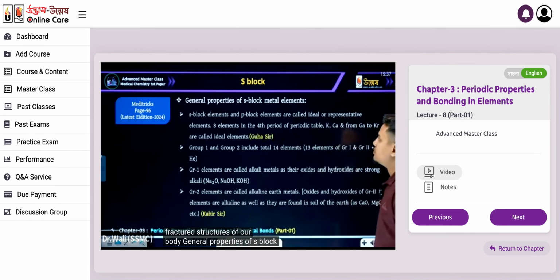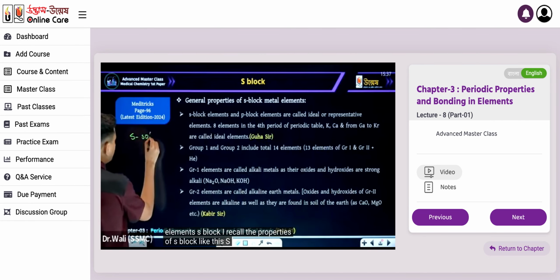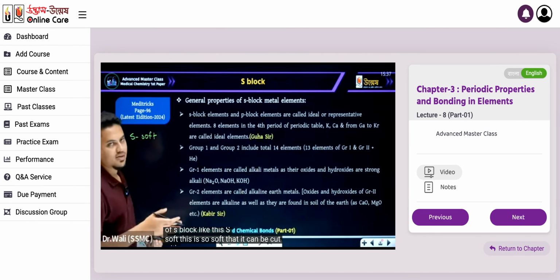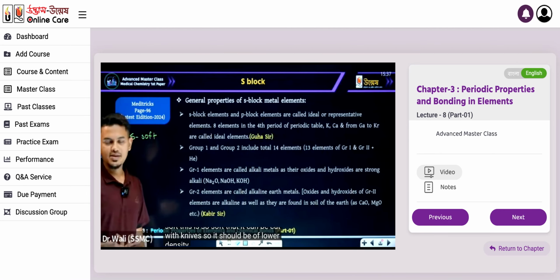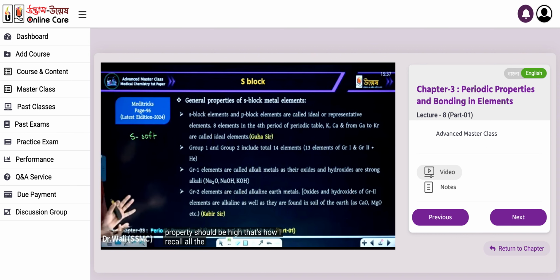General properties of S block metal elements. I recall the properties of S block like this. S, soft. This is so soft that it can be cut with knives. So it should be of lower density, less weight, low boiling point, low melting point, but the metallic property should be high. That's how I recall all the properties of S block.